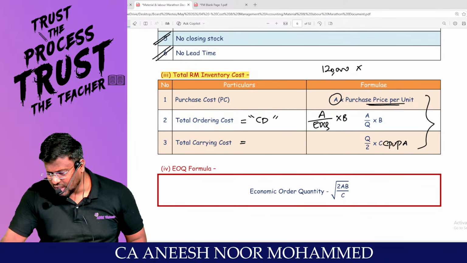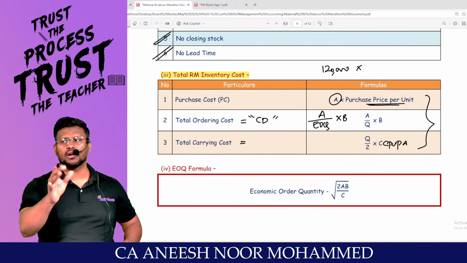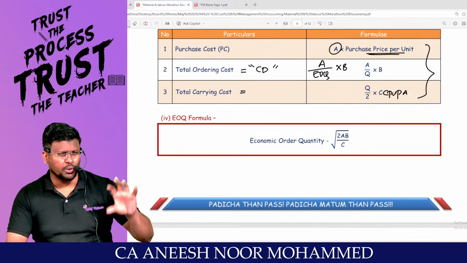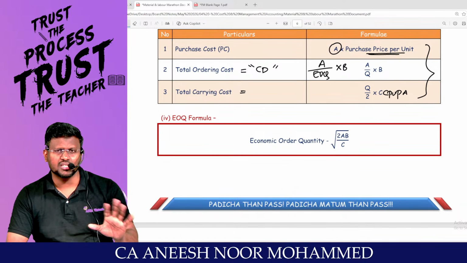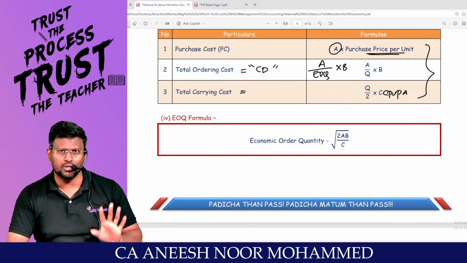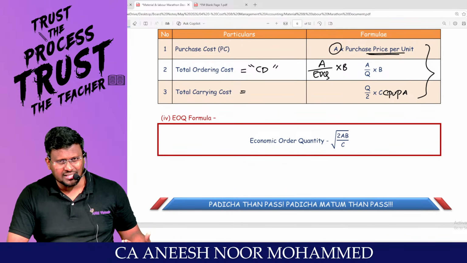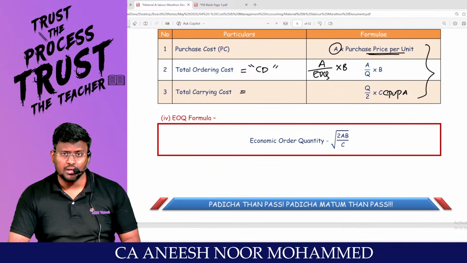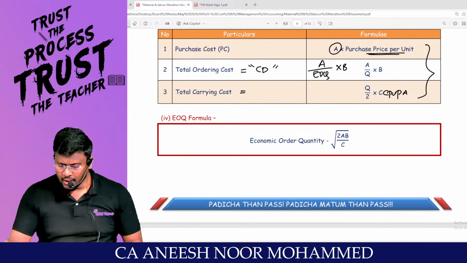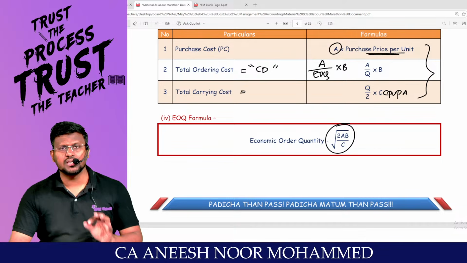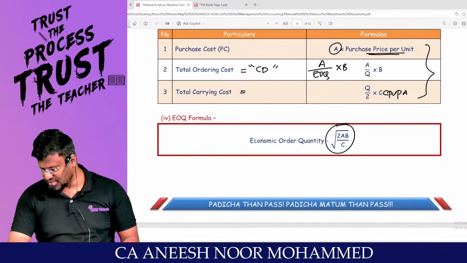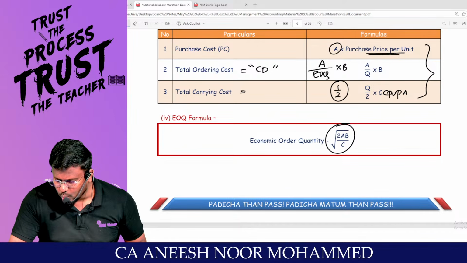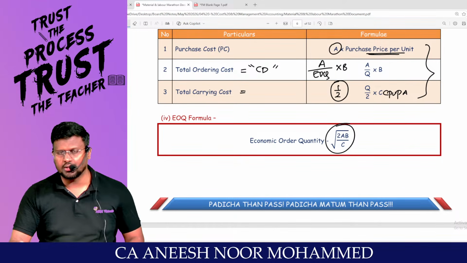So these are the three costs incurred with regard to material. I am not going to derive the formula because my intention is not to show you how much I know in costing. If you want, join my classes. Regular classes are available, nearly 150 hours, in which I derive every formula. So economic order quantity is equal to root of 2AB divided by C. The 2 comes from this half, the reciprocal of 1 by 2, which is 2 by 1.